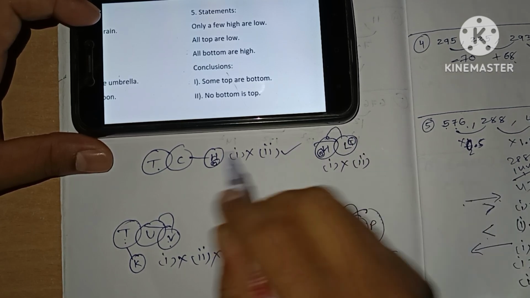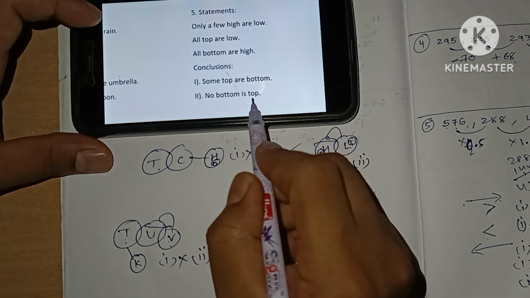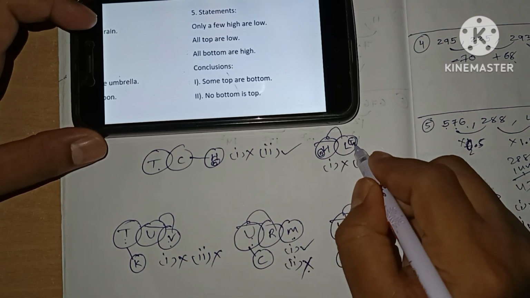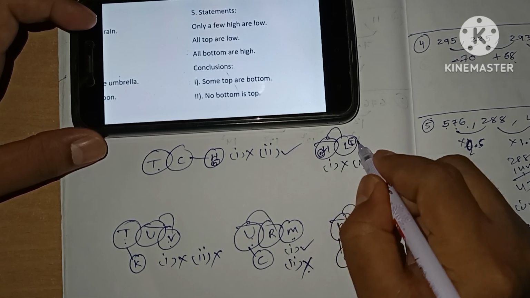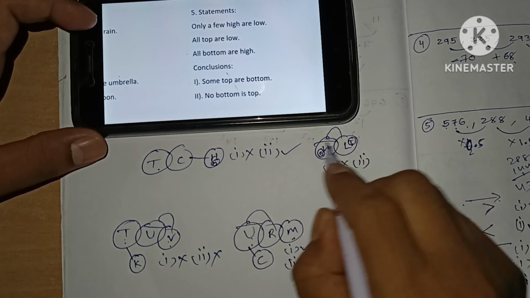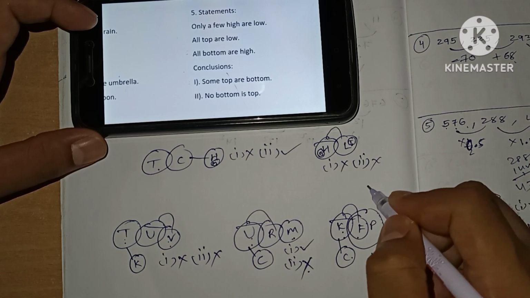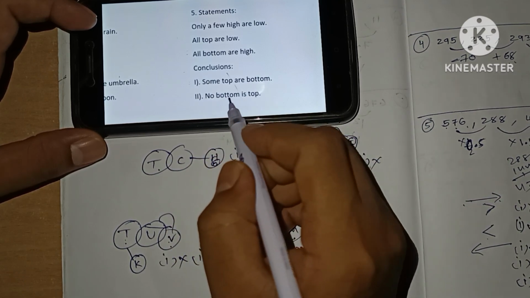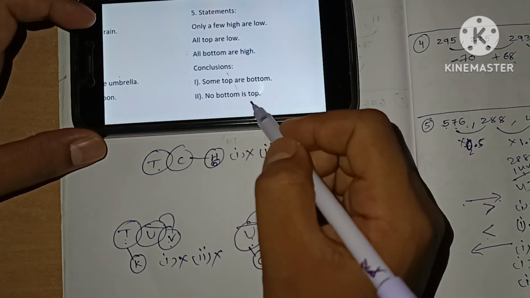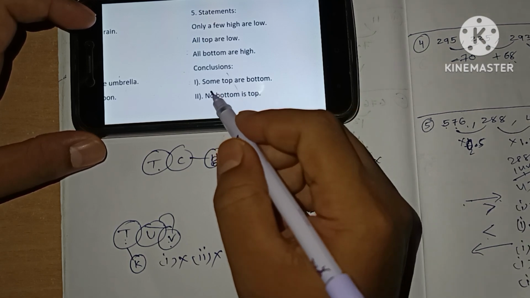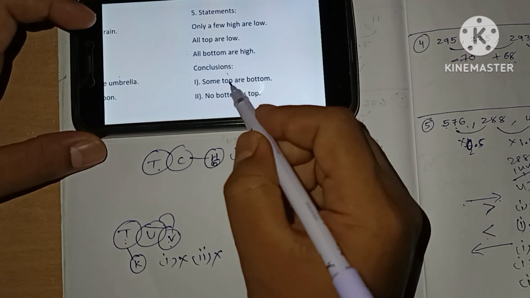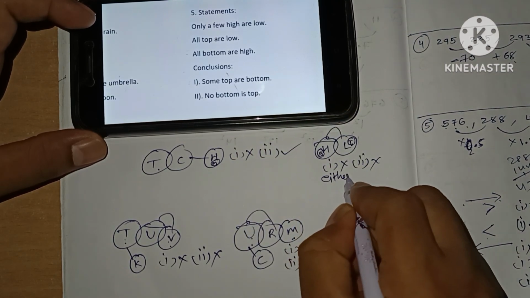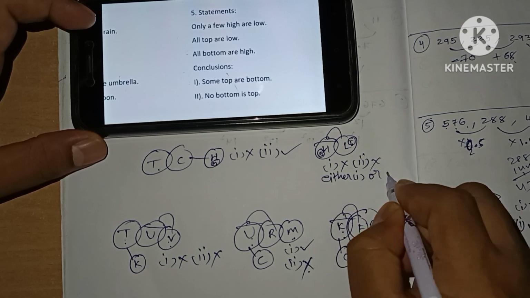Second conclusion. No bottom is top. We check whether some bottom can be top. We can share some part of bottom with the top. So some case is possible means no case fails. Here one statement is positive and another statement is negative. Here the suffixes and prefixes are not the same, but it is an exceptional case for some-no. It must be in reverse order. The answer for this one will be either 1 or 2 is the answer for this question.